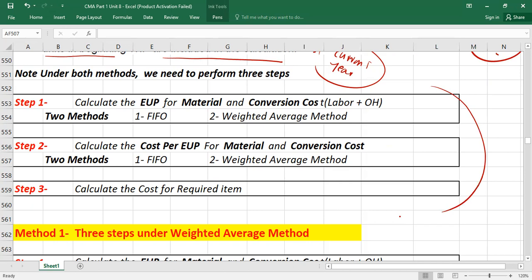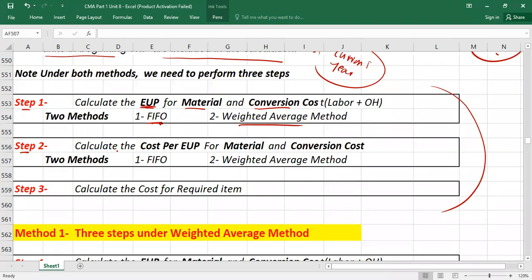Understood? Step number one is what? You have to calculate equivalent units of production. For what? Material separately, and conversion cost separately. If you are applying the FIFO method, you will use the FIFO approach, current year focus. If you're applying the weighted average method, you will follow the weighted average approach. I'll tell you how it will work, don't worry. But for step number one, just memorize theoretically. I need equivalent units of production for material and for conversion cost.